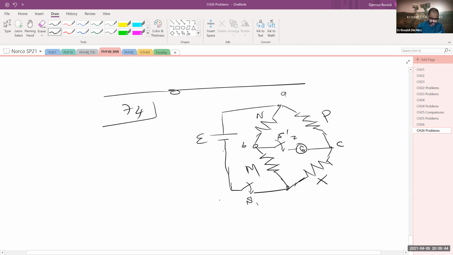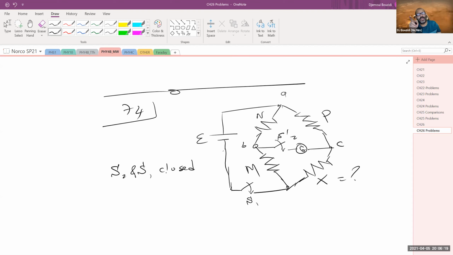Here is what you do with this kind of circuit. You close the two switches and you tinker because you don't know resistance X. You would want to find X. So that is basically what your problem is. And you know the values of M and P and N, okay? You play with one of them or two of them or the combination of the three of them so that there is no current after you close the switches. So S2 is closed and S1 also is closed. Both of them are closed. So after you close them both, you don't want to see any reading in the galvanometer. You want to see zero current going through it.